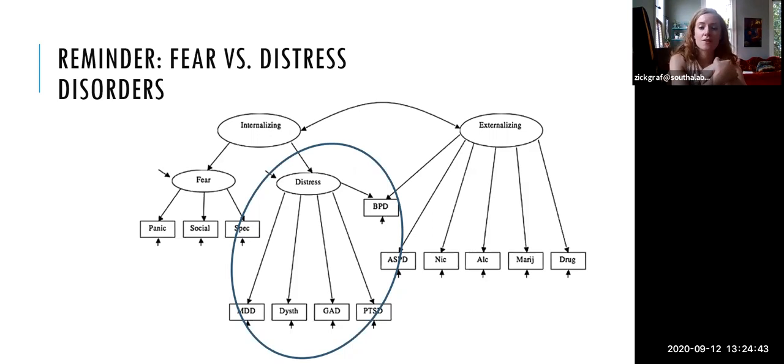So I showed you this figure during the GAD lecture, but basically, depression and generalized anxiety disorder are disorders that are characterized by distress, by high negative affect. Whereas the other anxiety disorders that we've already talked about are more characterized by acute, but only periodic feelings of fear. So the negative affect in fear disorders is more specific than the negative affect in distress disorders.